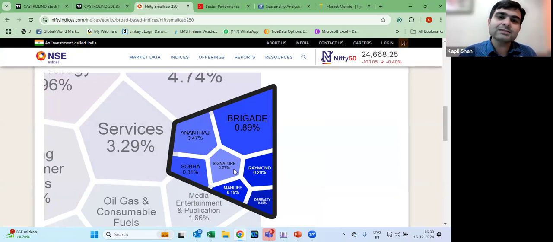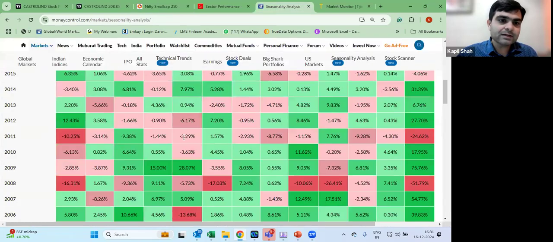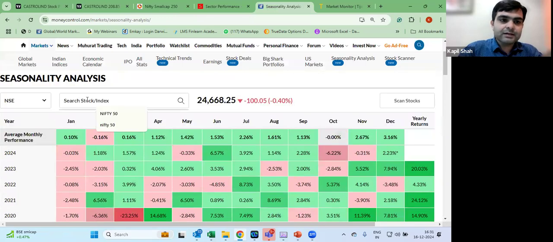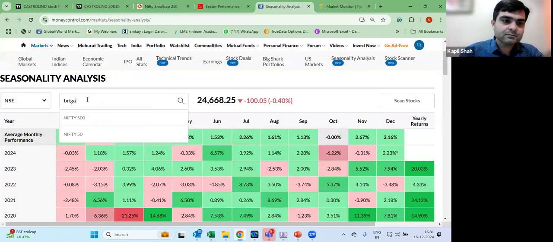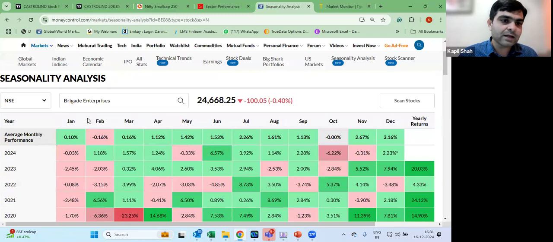Now here my technical chart work comes in. I can do one more thing, one more understanding from the sectoral perspective. Let's say, for example, Brigade is there. I can individually check how Brigade's performance has been. What is the strongest month and what is the weakest month for Brigade or any stock. So in seasonality, I come and put in Brigade. So this is Brigade Enterprises.